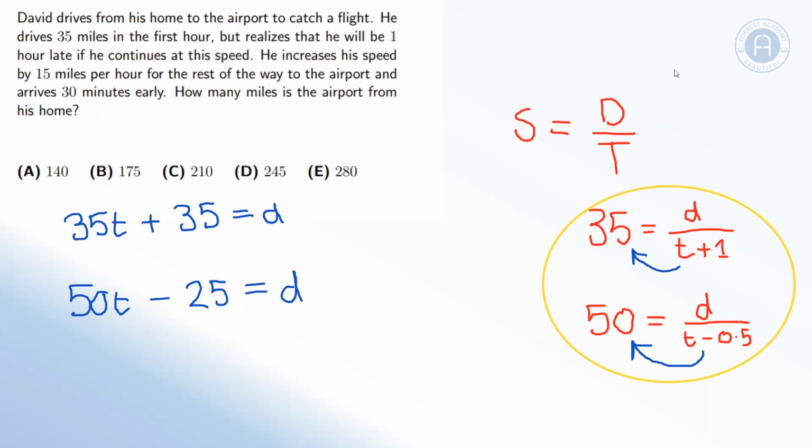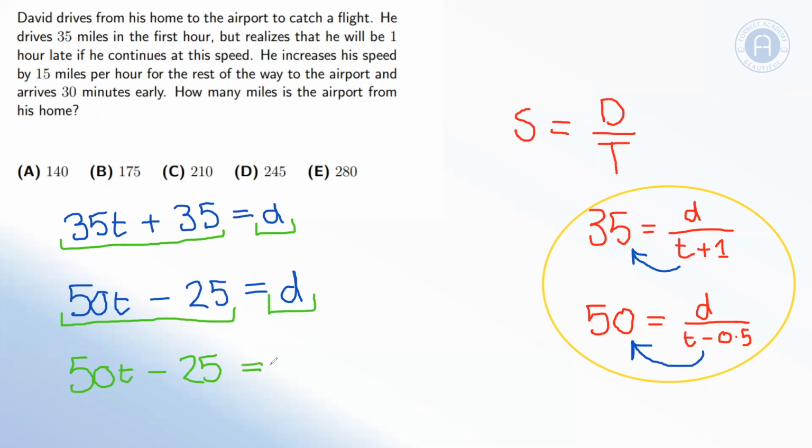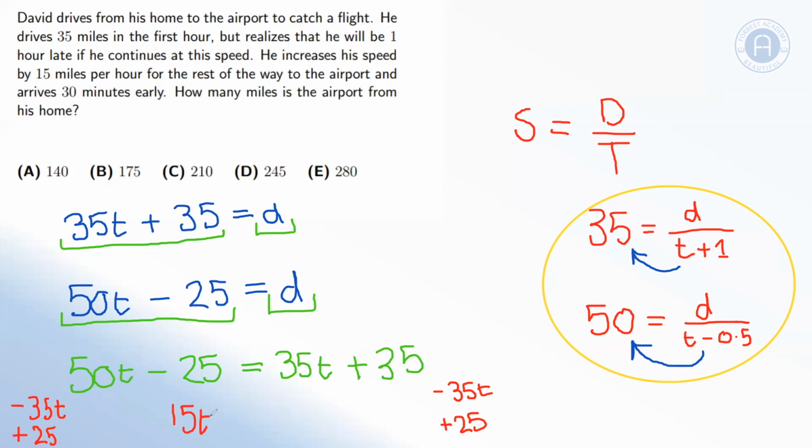Because both of these equations currently equal D, if that equation equals D and that equation equals D, then 35T plus 35 must equal 50T minus 25. So 50T minus 25 must equal 35T plus 35. To solve this equation, we're going to need to subtract 35T from both sides, and add 25 to both sides. And that will give us 15T is equal to 60. Therefore, T must equal 4.